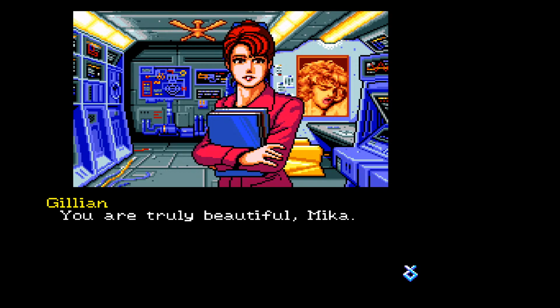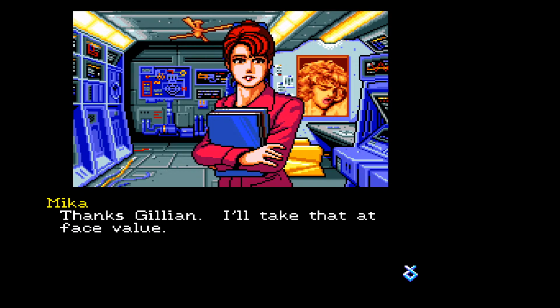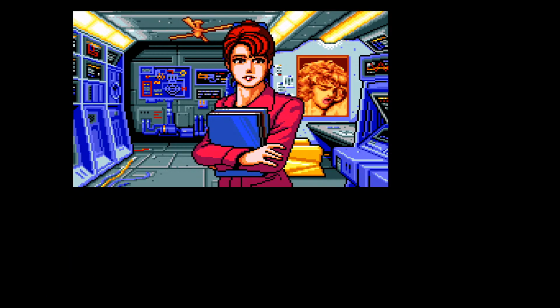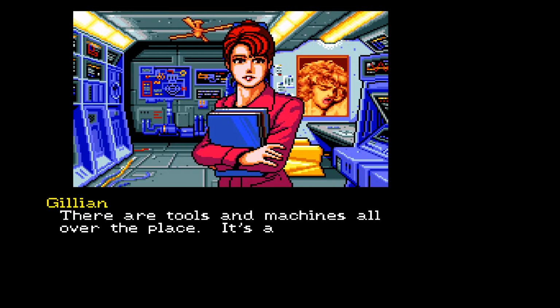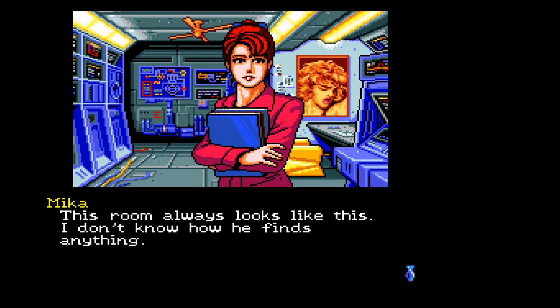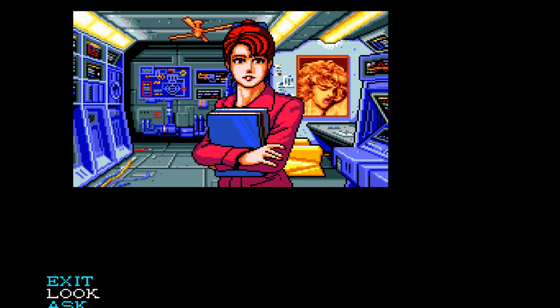You are truly beautiful, Mika. Thanks, Gillian. I'll take that at face value. There are tools and machines all over the place. It's a regular factory in here. This room always looks like this. I don't know how he finds anything.